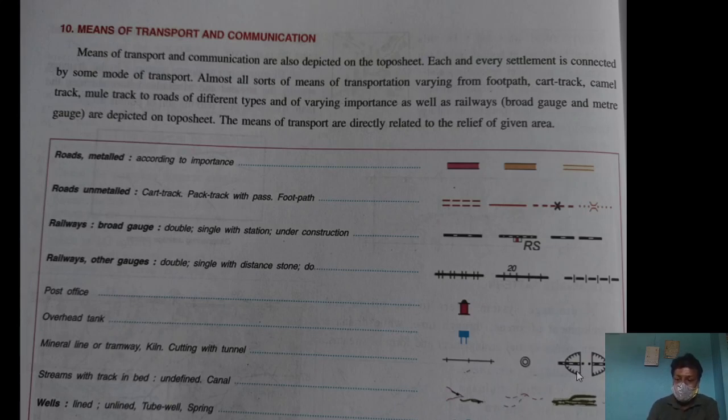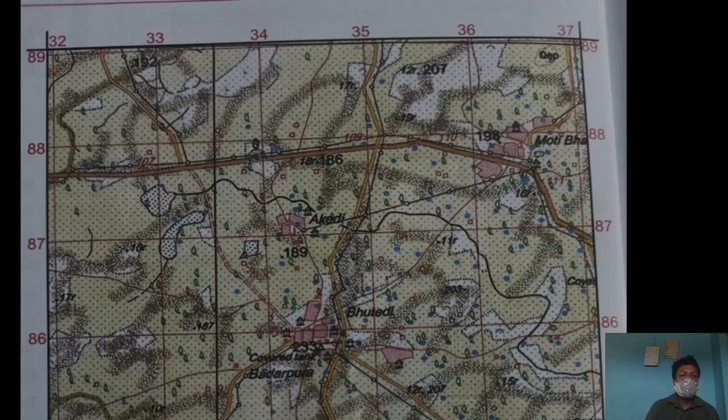This is a cutting tunnels structure. This is a mineral lines structure. This is a nala structure. Streams with a track in bed like that. This is streams, rivers, streams like that. Wells, we are going to discuss all the things further. So, moving on to this topic.